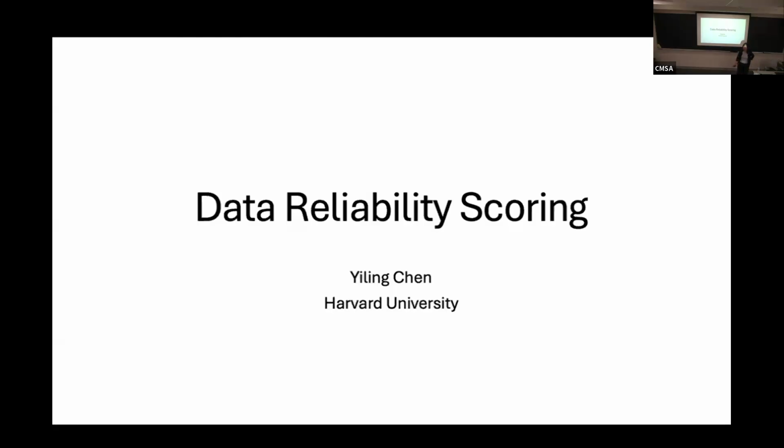So I'm in computer science as my primary area, but my work is at the intersection between computer science and economics. So we often consider incentives in many settings. And this work is inspired by that. I call it data reliability scoring.